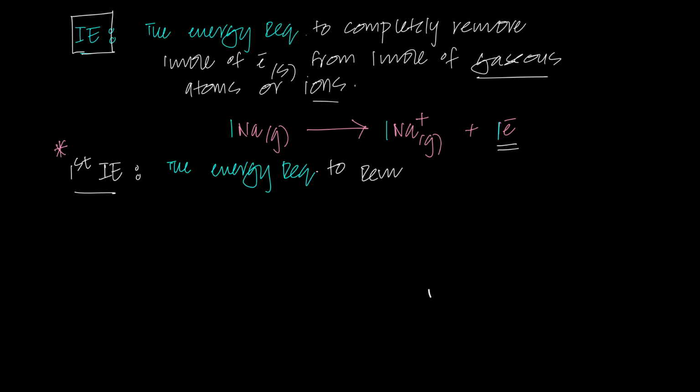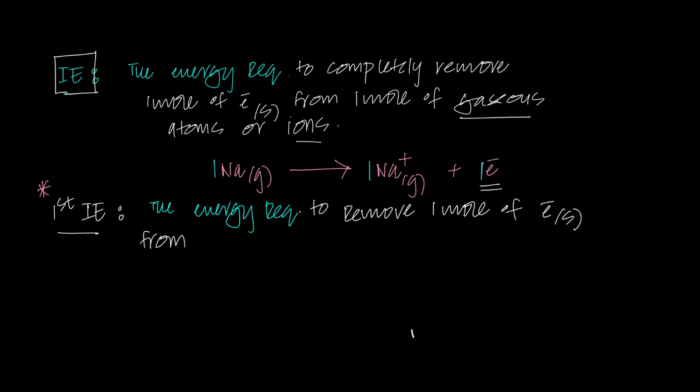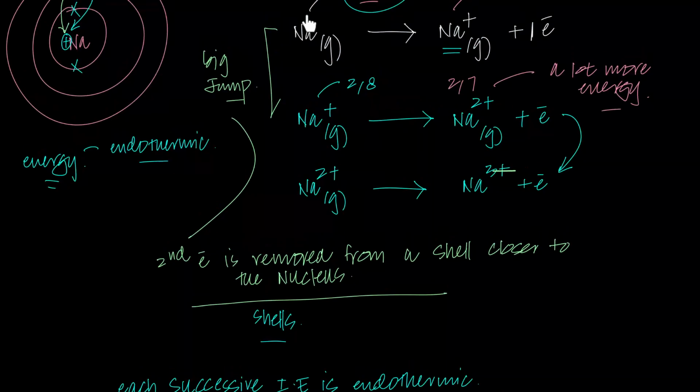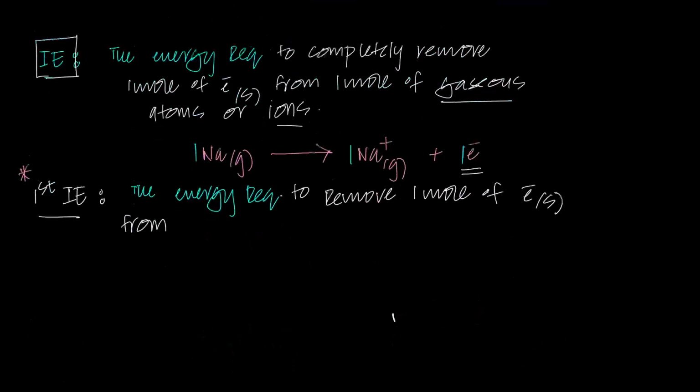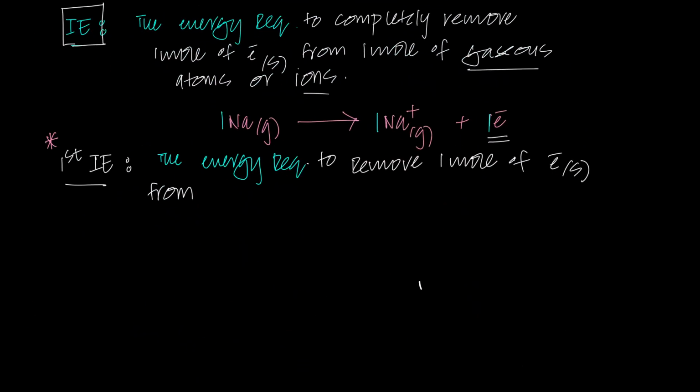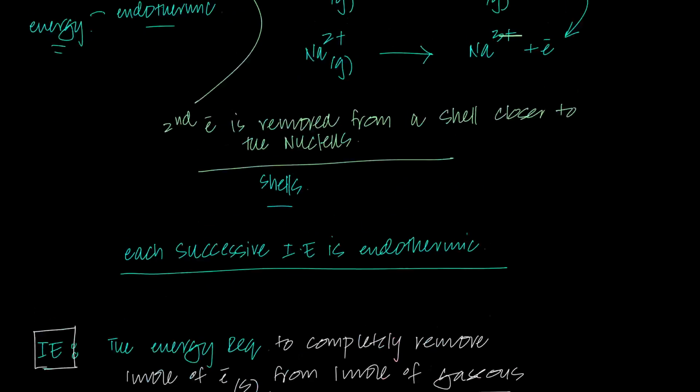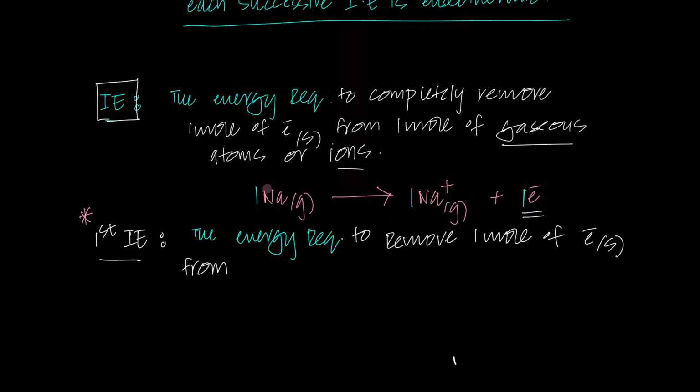So to remove 1 mole of electrons from, where do you remove it from? From 1 mole of gaseous atoms or from 1 mole of gaseous ions? Remember, with ionization energy, you can remove it from 1 mole of gaseous atoms or from 1 mole of gaseous ions. But I'm talking about the first ionization energy. In the first ionization energy, do you have 1 mole of gaseous atoms or do you have 1 mole of gaseous ions? Is this an atom or is this an ion? Sodium gas. So to remove 1 mole of electrons from 1 mole of gaseous atoms.